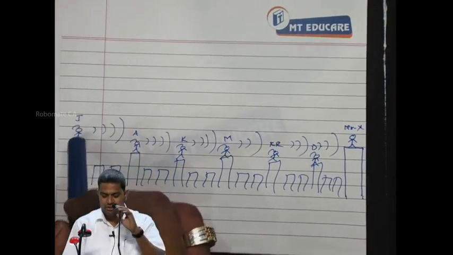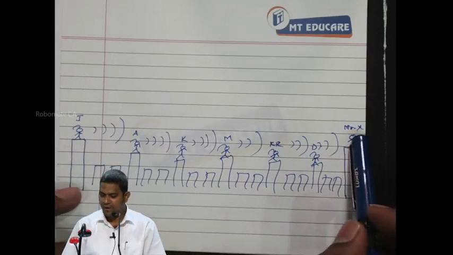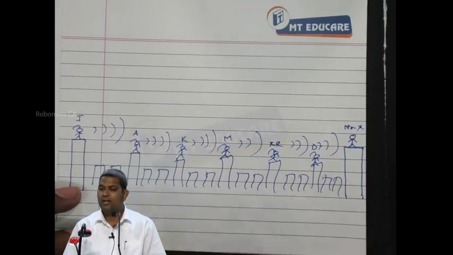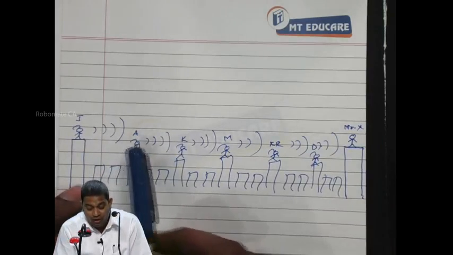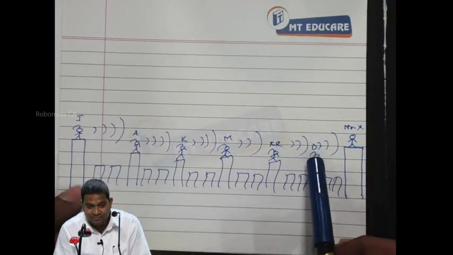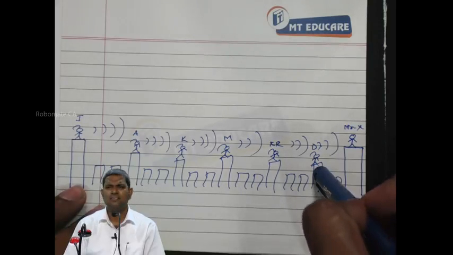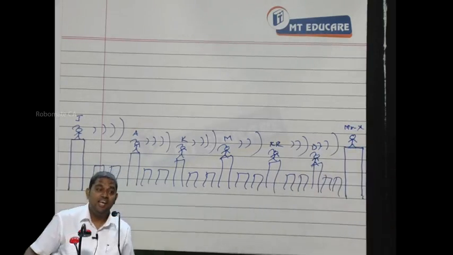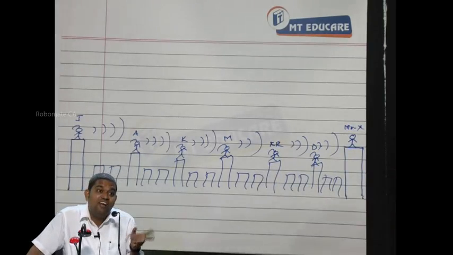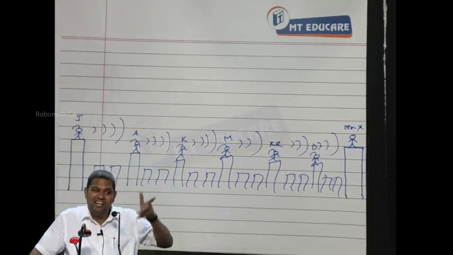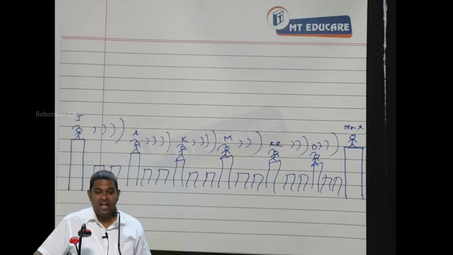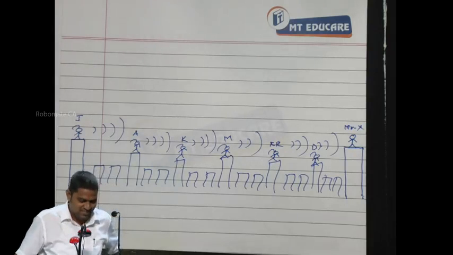I said Janani wants to give some message to Mr. X, and all her friends are helping her out. But among all these friends, this last girl, Divya, is playing the role of a villain. Villainess, you can say. And I'll tell you what the problem is.